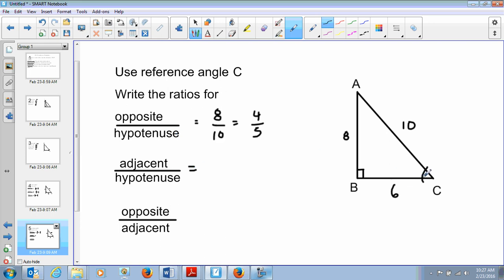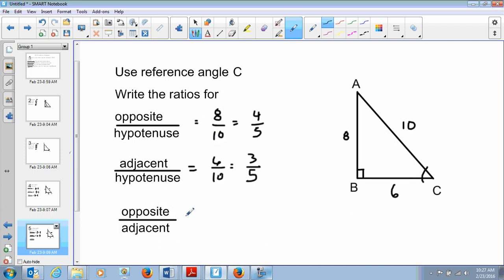Adjacent over hypotenuse, again, I'm looking at C. The two sides that are adjacent to it are 10 and 6, but 10 is the hypotenuse. So the adjacent side to C is going to be 6. And again, the hypotenuse is 10, which I can reduce to 3 over 5. I don't really need to reduce them, but I will because I think your book has you reducing them.